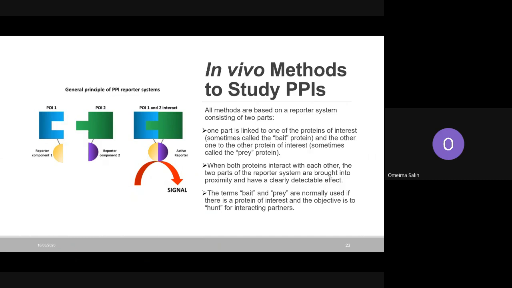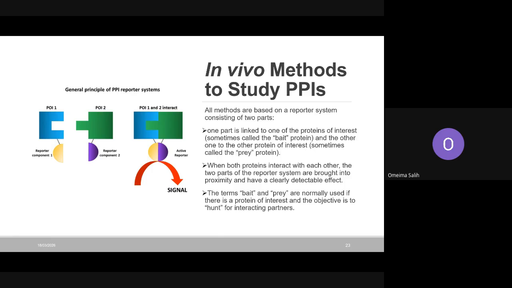Okay, all the in vivo methods to study the protein-protein interaction are based on what we call a reporter system. This reporter system consists of 2 parts. As you can see here from the diagram, one part is linked to one of the proteins of interest, and this is called the bait protein. The other one is linked to another protein of interest. These are the proteins that you need to study.